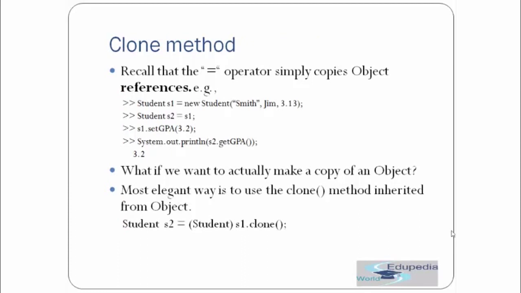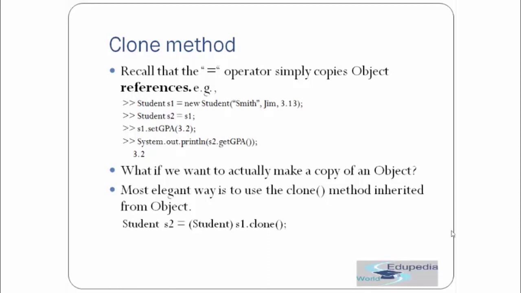So first of all, let's see the clone method. Now, do you recall that while studying the operators, we studied the equals-to operator, which simply copies the object reference. For example, we have created an object, Student s1 = new Student, where we pass Jim, Math and 3.13. That's it to create an object of Student. After that, if we have to create another object, let's say s2, we can simply do Student s2 = s1. So this will copy all the values from s1 to s2.